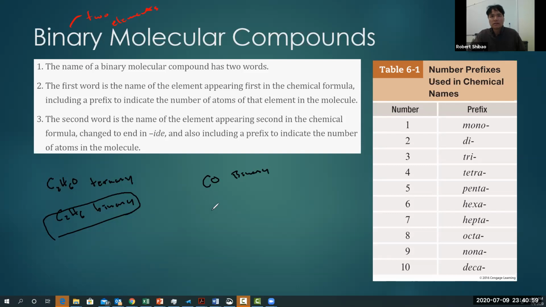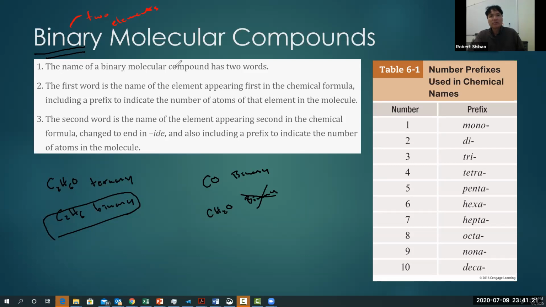However, CH2O is not binary. This is not binary. And so rule number 1, we have to restrict ourselves to binary. We can't name these using these rules because these rules do not apply.